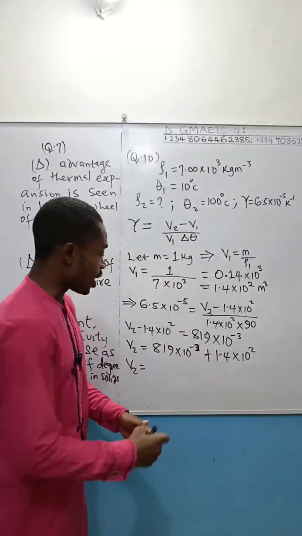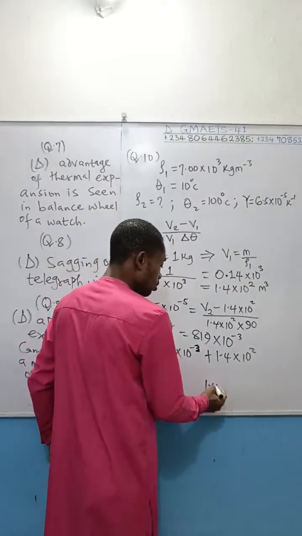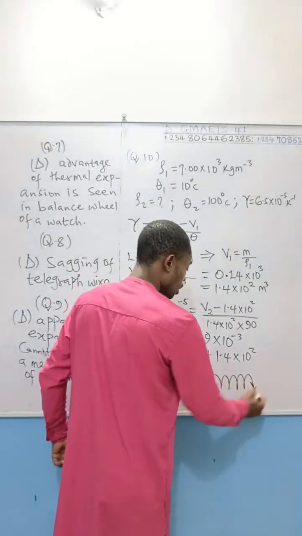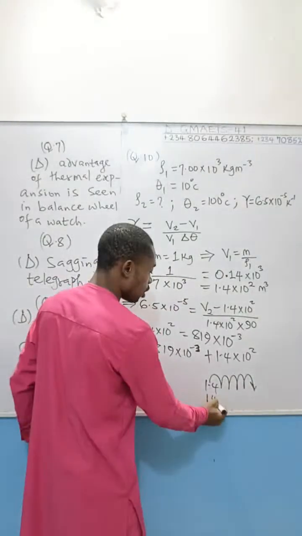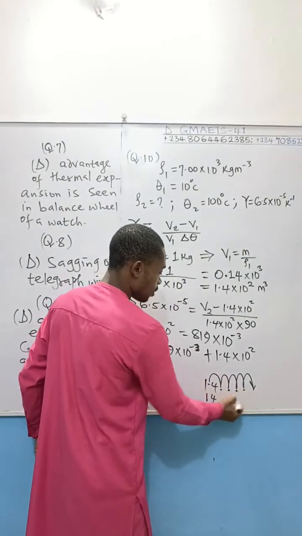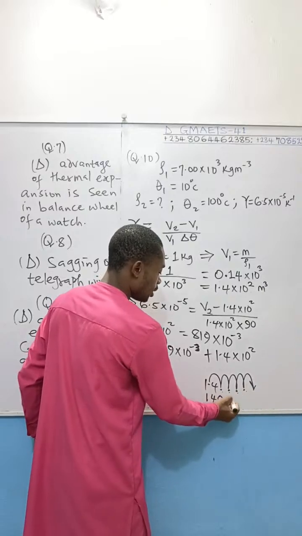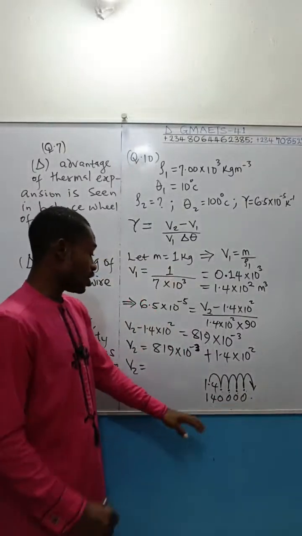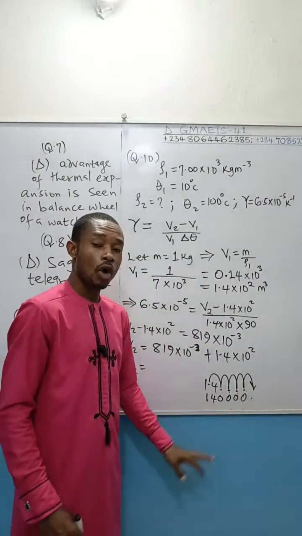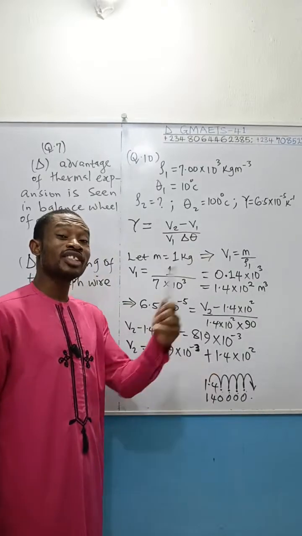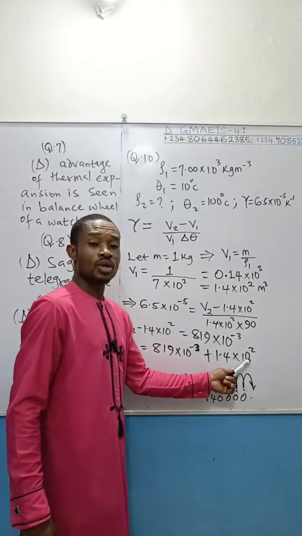1.4. Let's do it together. So have 1.4, move your point 1, 2, 3, 4, and 5. So we find out this becomes 1, 4. Here is 0. Here is 0. 1, 2, 3, 4. Then you have your point at the back. So you say this is 140,000. It means if I convert 1.4 to 140,000, the power of this will now become 10 raised to the power minus 3.